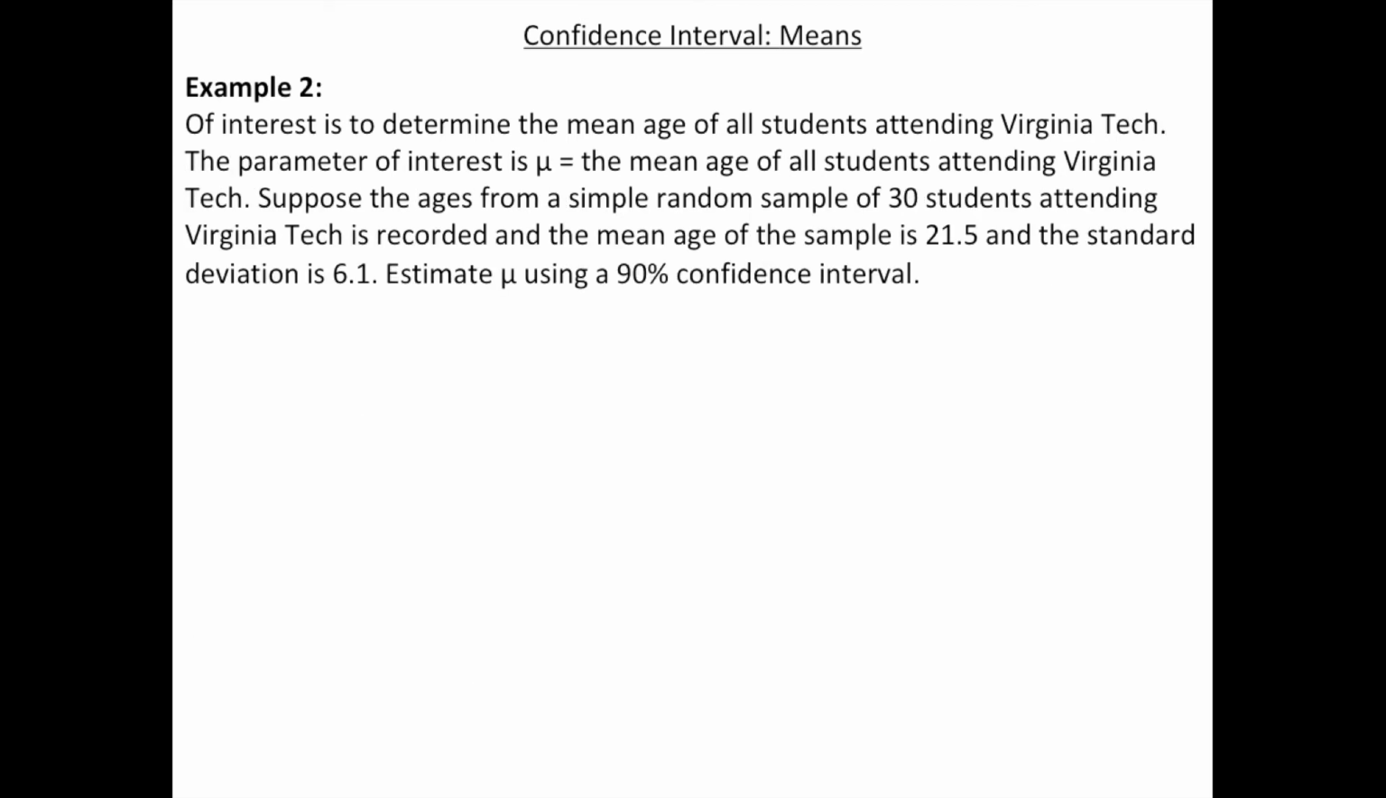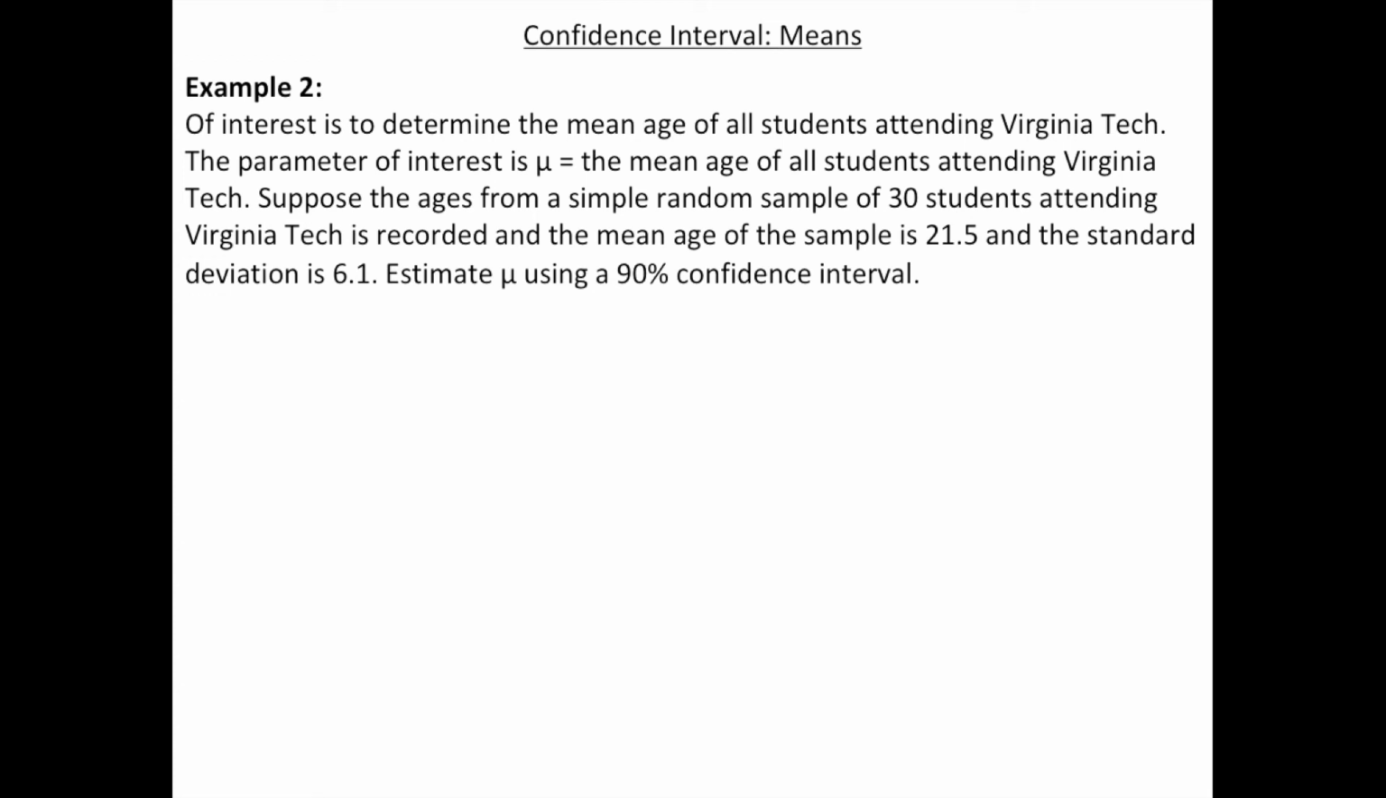Now let's look at one more example. Of interest is to determine the mean age of all students attending Virginia Tech. The parameter of interest is mu, which equals the mean age of all students attending Virginia Tech. Suppose the ages from a simple random sample of 30 students attending Virginia Tech is recorded, and the mean age of the sample is 21.5, and the standard deviation is 6.1. Estimate mu using a 90% confidence interval.